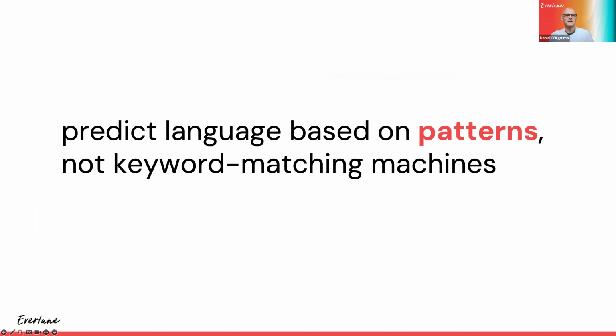All right. Thanks, Madison. Okay, so LLMs are able to generate answers because they are probabilistic systems that predict language based on patterns. As Madison said, they're not keyword matching machines. So what does that mean in practice? Instead of following rigid rules or matching exact keywords, an LLM predicts what word should come next based on patterns learned from billions of examples.